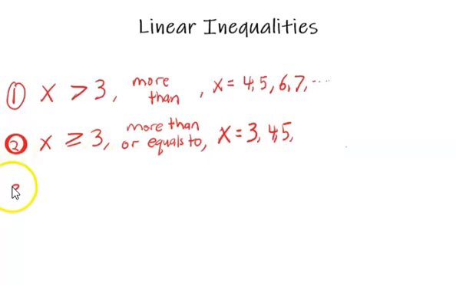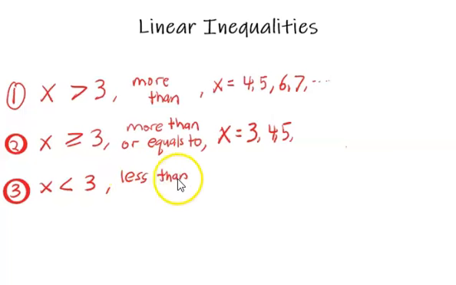Okay, now number 3, I'm going to do x less than 3. So here I just write it down, less than. Okay, this is the meaning of the sign. So x here will be 2, 1, 0, -1 and so on.